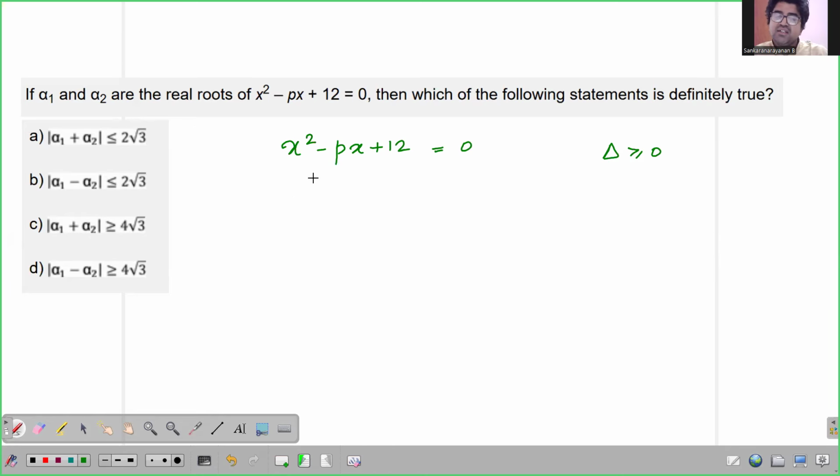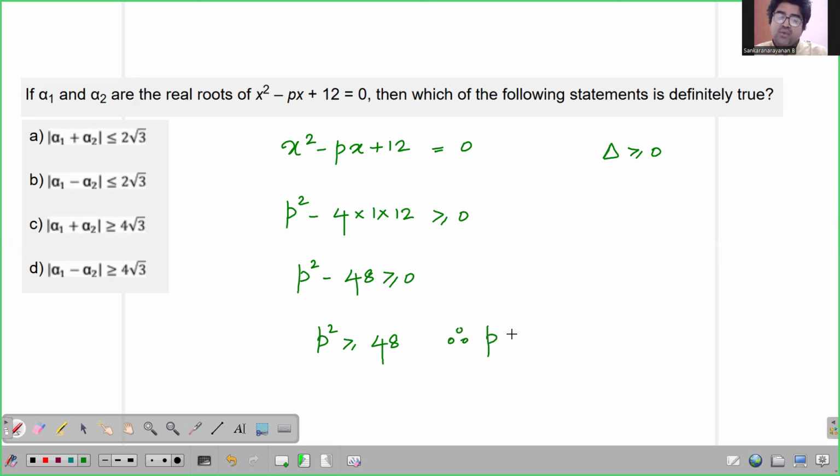That's what we have discussed, right? So let's consider this here. You can see that b square minus 4 into 1 into 12 has to be greater than or equal to 0. b square minus 48 should be greater than or equal to 0. Or I can say b square has to be greater than or equal to 48. Or this b value should be greater than or equal to square root of 48, that will be nothing but 4 root 3. That's what we can consider here. Now please observe.